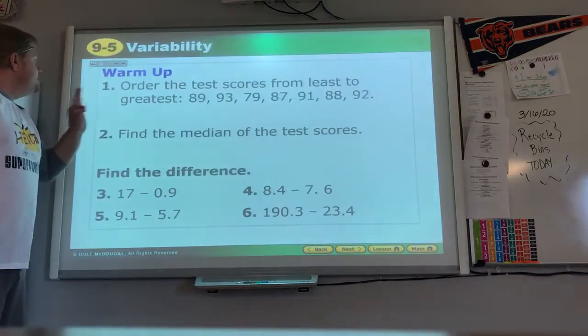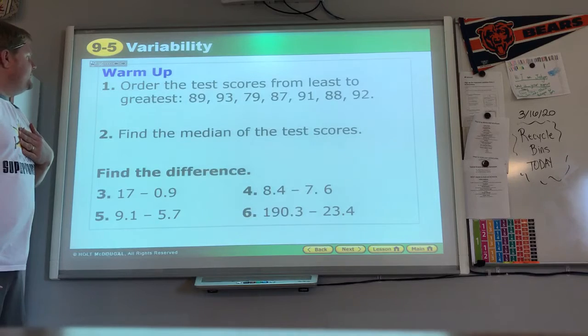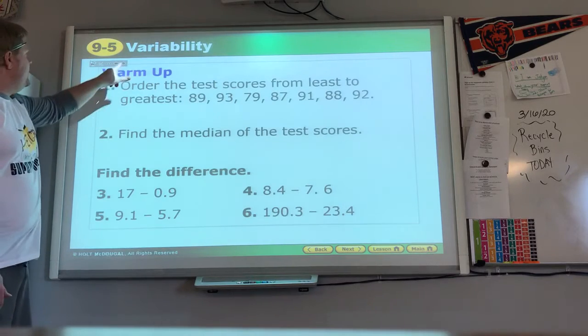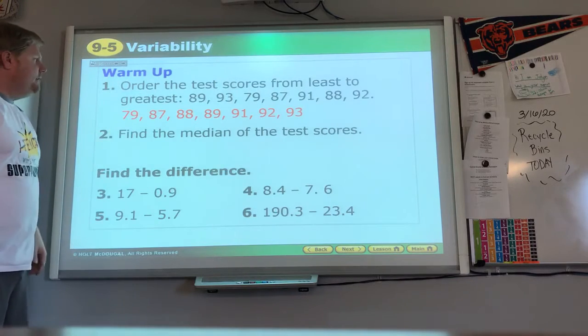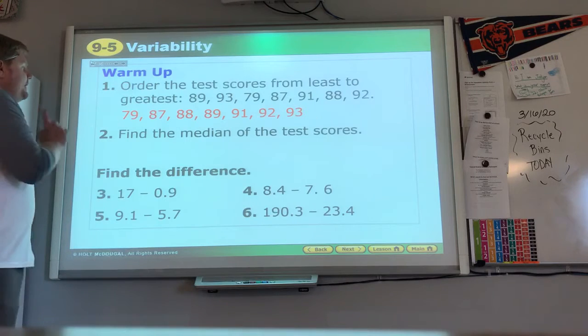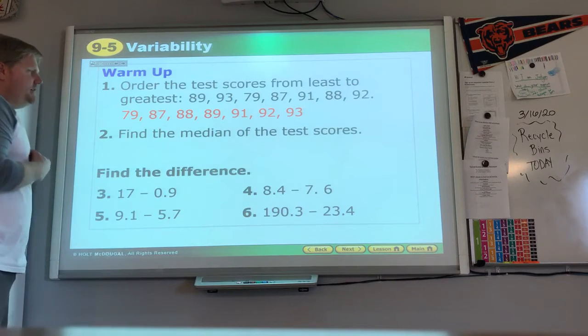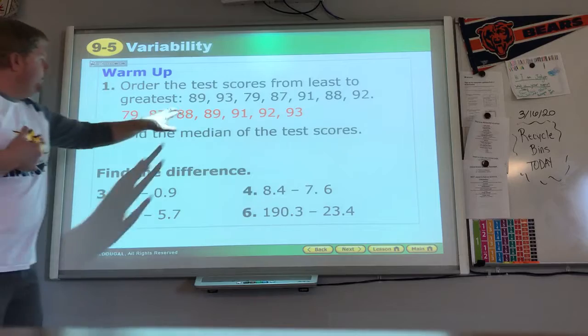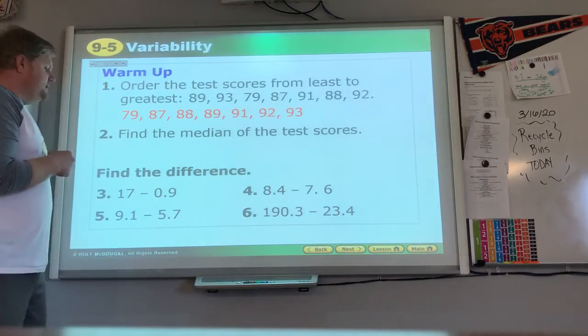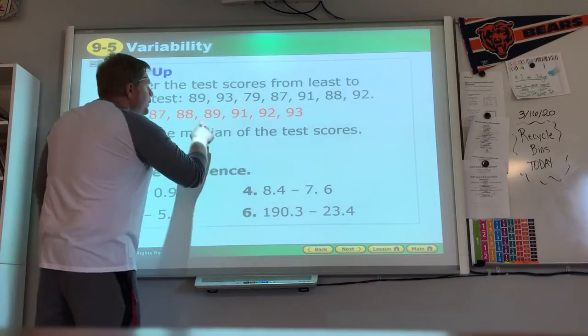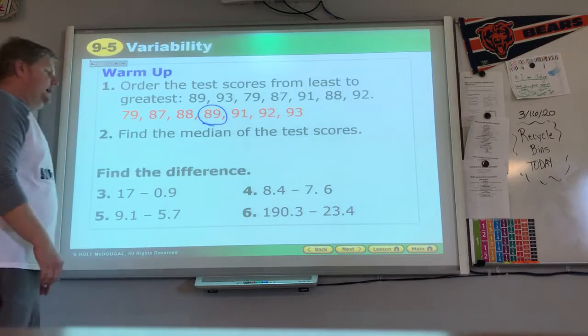All right, so order the test scores from least to greatest. Hopefully we can still do that, and when we do, we get that. Now looking at these test scores, the median is the number that's in the middle. There's 2, 4, 6, 7, so that means the middle number, the one with 3 on each side, is 89.